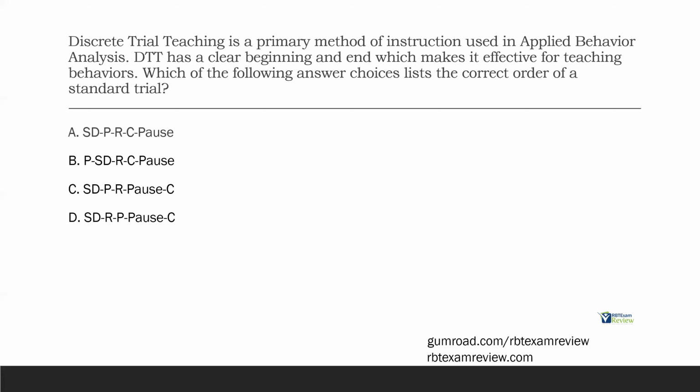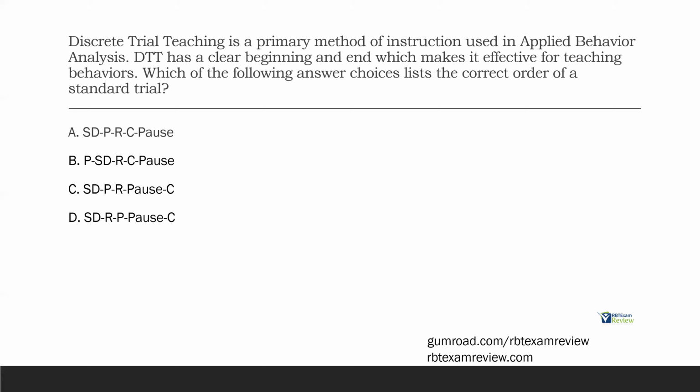What follows the SD? And this is where people usually get this wrong. Does the prompt come before the behavior or after? The prompt comes before the behavior. The prompt comes right after the SD, before the behavior. The prompt functions as another SD, right? And that's why we fade prompts, because when we prompt behavior, the prompt actually takes on the properties of the SD. So the prompt comes after the SD, before the behavior, right? So A and C are now options, D is out.